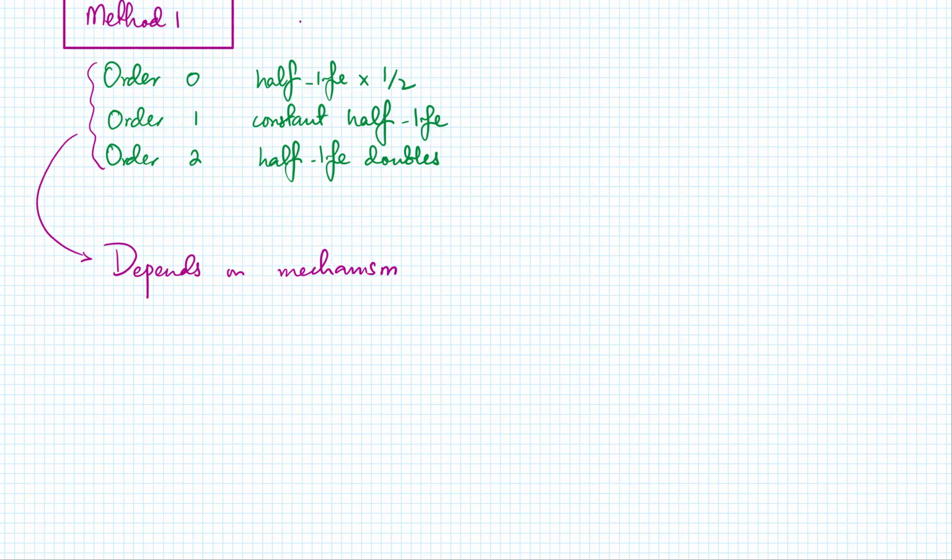So mechanisms are the other method of finding the order of reaction. If you know the mechanism, you can look at the mechanism and you can tell what the order of reaction is.